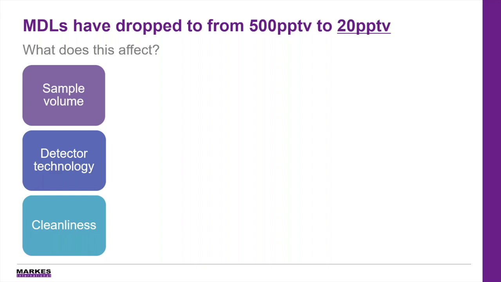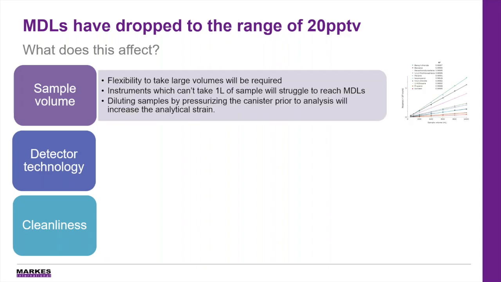But what does the drop in MDLs actually affect? There's a few things that we're going to need to think about going forward. The first one of these is sample volume. So as the levels have dropped, it's now going to be important to have a bit more flexibility to take larger volumes of sample. Instruments and potentially even canisters, which aren't able to take a litre of sample, may struggle to reach the MDLs. And in these cases, you do want to be able to have the flexibility to take more sample if you need to.